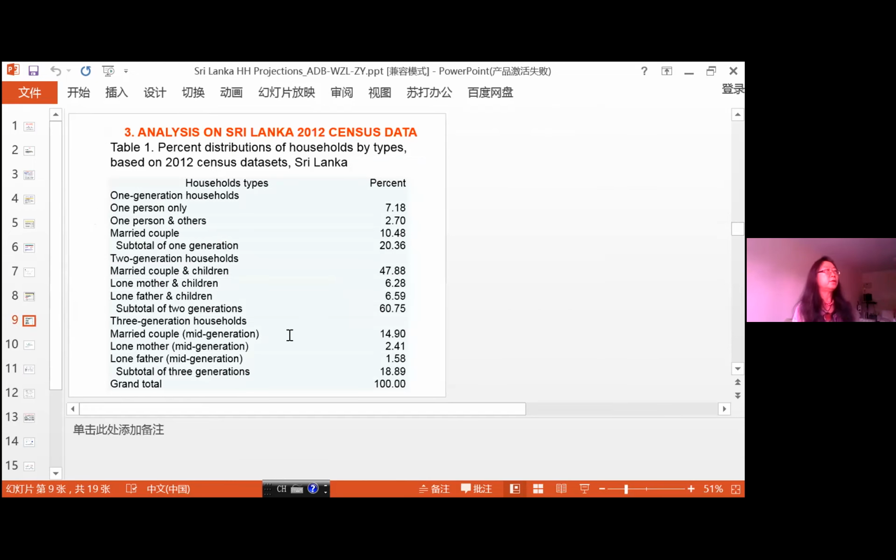And here is the summary result of analysis of Sri Lanka households in the year 2012. We can see here the majority of households are 2-generation, about 60%, and one-generation households are about 20%, and they still have almost 19% of 3-generation households.